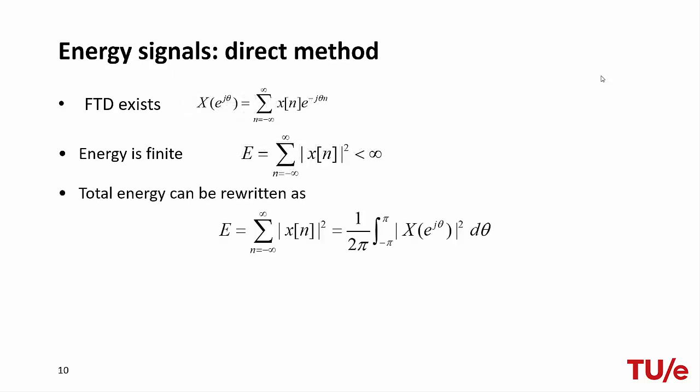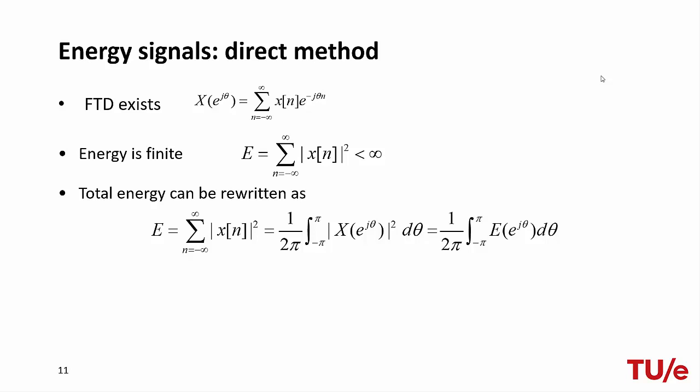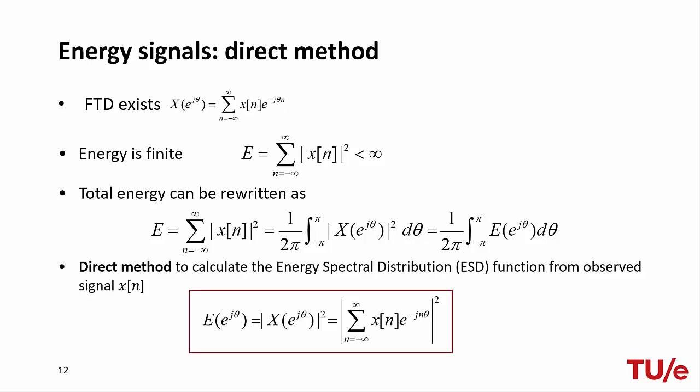Thus, we can rewrite the definition of energy in the frequency domain as shown in the slide. The argument of the integral can thus be reinterpreted as the distribution of the energy over frequencies. In fact, when we integrate over all frequencies, we obtain the total energy. From this, we obtain the so-called direct method to calculate the energy spectral density, also called energy spectral distribution function. As shown in the slide, the direct method consists in taking the modulus squared of the Fourier transform of the signal.